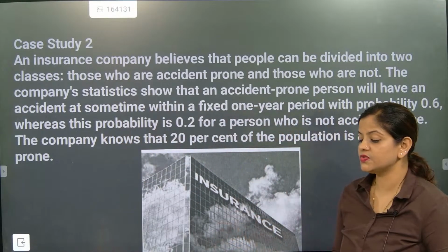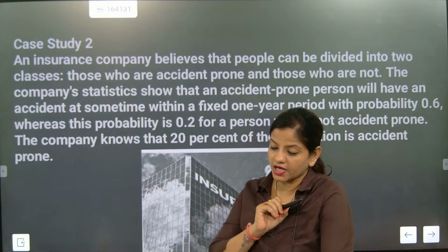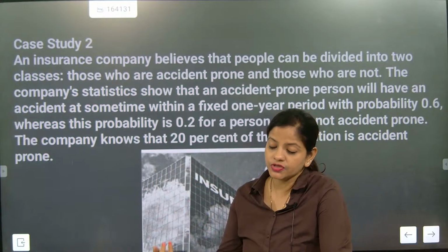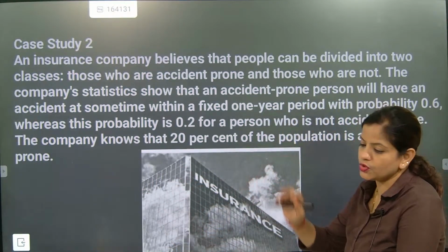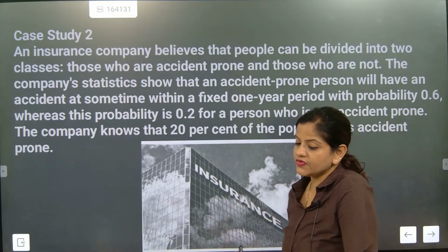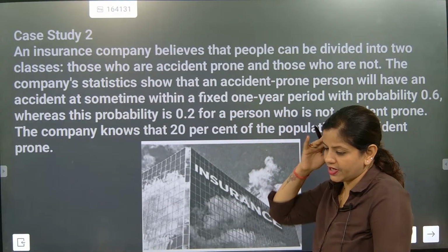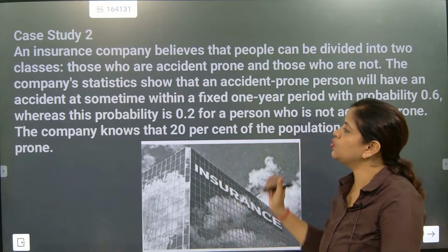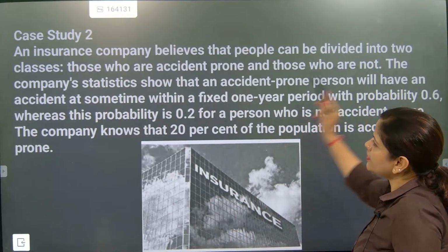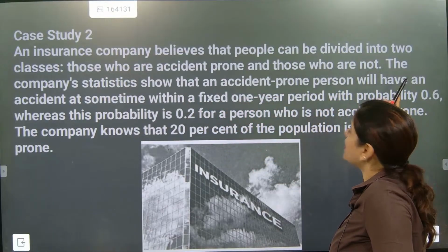Now please understand this one out. An insurance company believes that people can be divided into two classes. Okay. So the major category division is two classes. So the insurance company is dividing the people into two classes. So we'll see that part, and then we will write and make note of it. Because whenever you are solving any case study, first you need to write down all the preliminary sections, keep in your brain. So two classes are there, class 1 and class 2. After that, divided into two classes, those who are accident prone and those who are not.